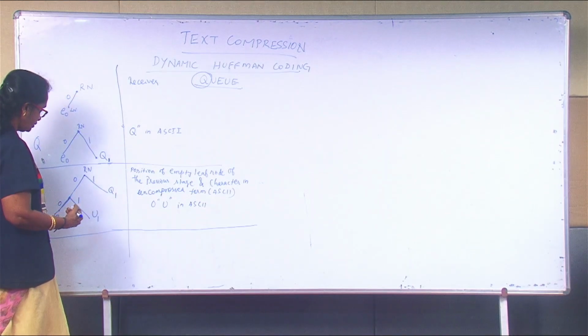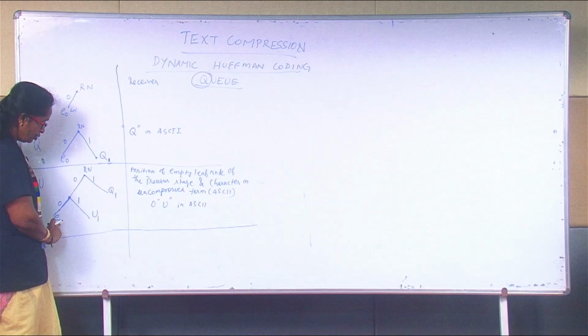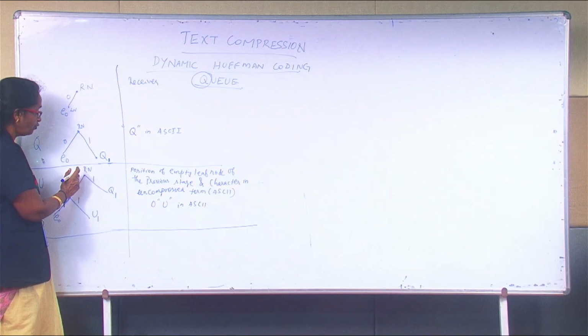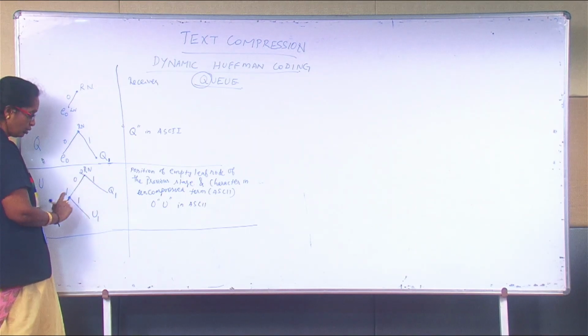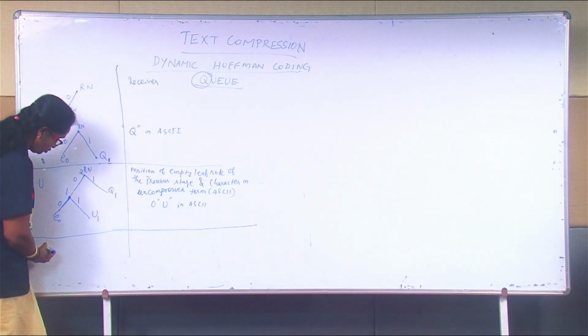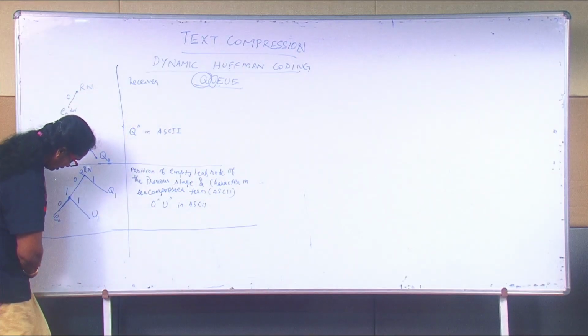Before proceeding to the next stage, you should check the weightage of each node. Here, under 0 and 1, only one character is present. Therefore, the weightage of this node is 1. And then this 1 has one character, therefore the weightage of the root node is 2. That indicates totally 2 characters have arrived. Now we are moving to the next character, E.